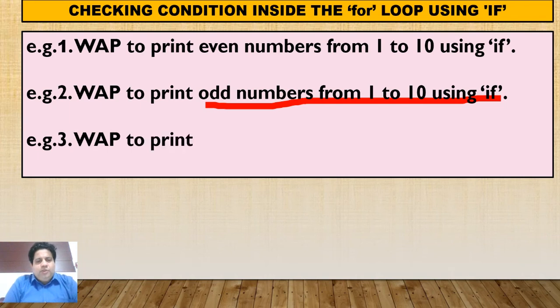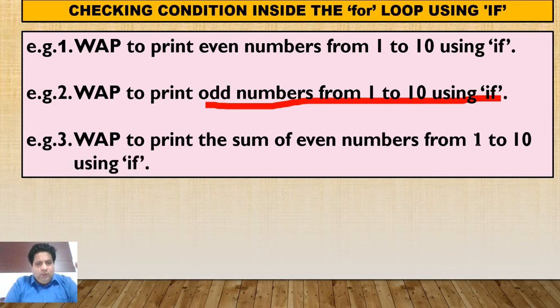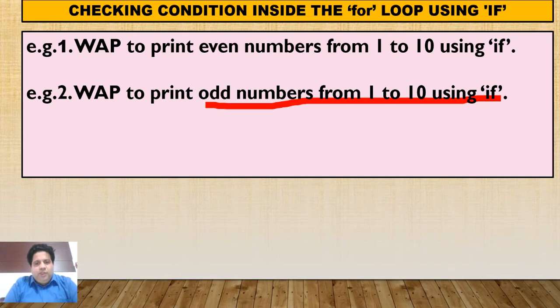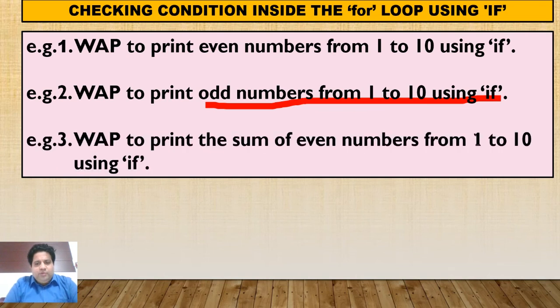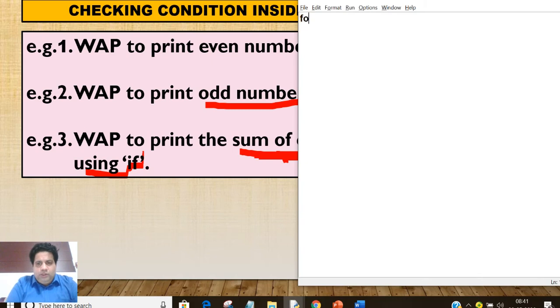Write a program to print the sum of even numbers from 1 to 10 using if. Now in the previous topic we have studied how to find the sum, and we have to find the sum of even numbers. Means in this program we have to do two things. We have to find the sum also and we have to use if also. Now we have to take one variable whose initial value should be 0. So I have named this variable as sum.